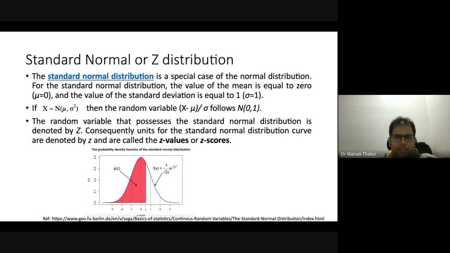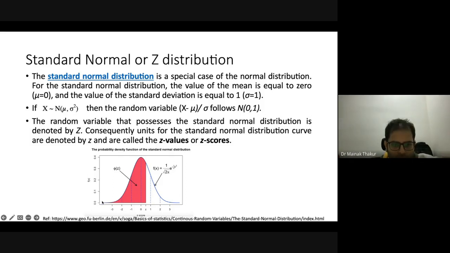So this is a very interesting property. Using that property, many things can be done. The random variable that possesses the standard normal distribution is denoted by Z, and its scores are called Z scores or Z values. Okay, so Z distribution is taking Z values with different probability density, right? With different density.